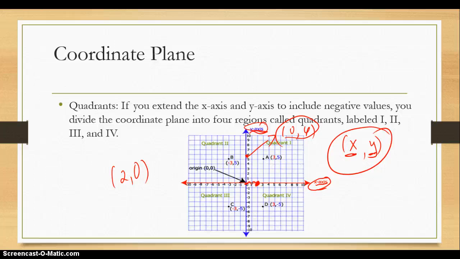So make sure you have all that information in your notebook. I'm going to check this. It's very important to have that. Okay, quadrants, understand the quadrants go counterclockwise, and understanding what the value of the ordered pair is in each of those quadrants.